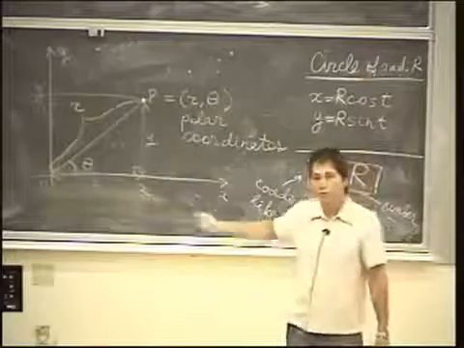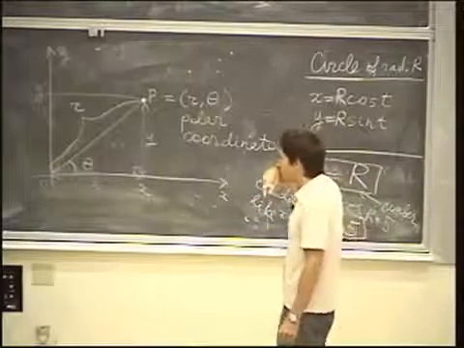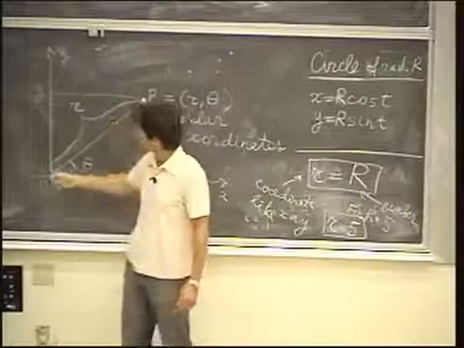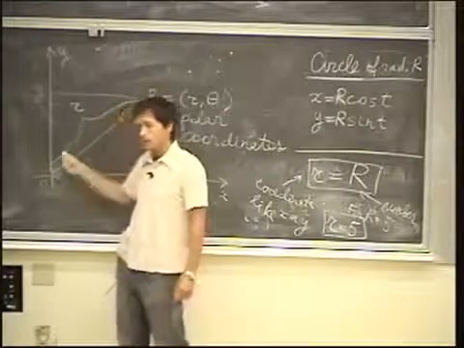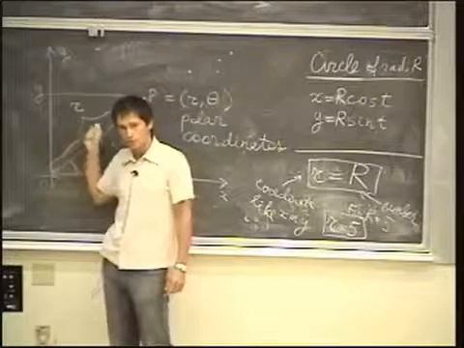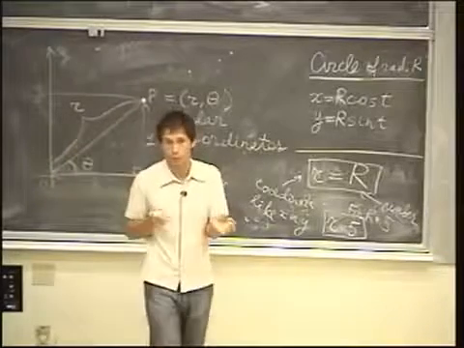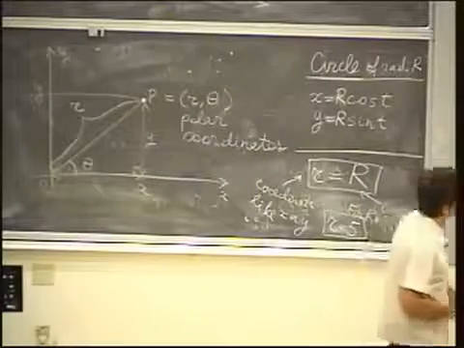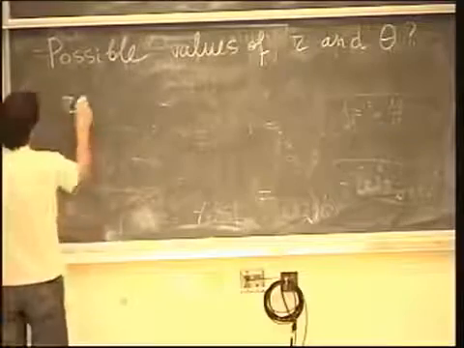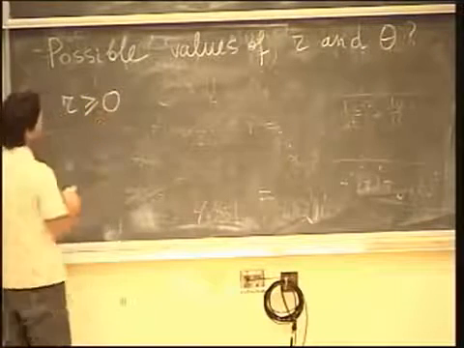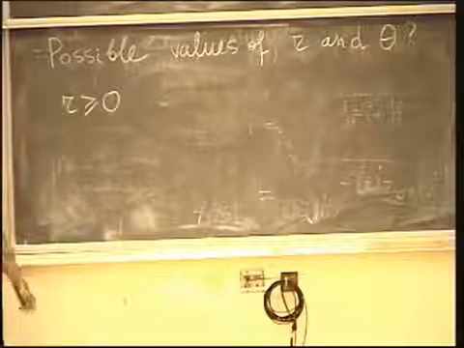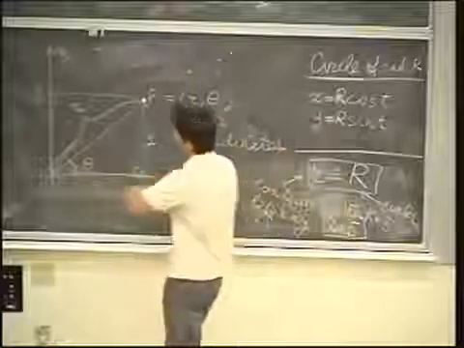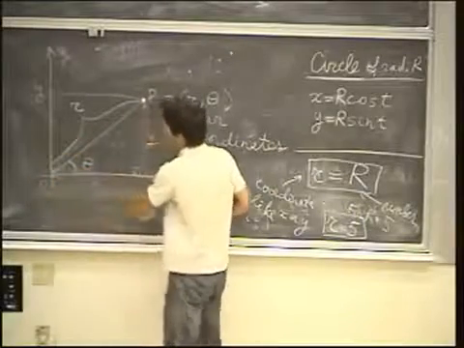Not so for the polar coordinates, right? For one thing, r was defined as a distance from the origin. And the distance is a positive number. Or more precisely, it's a non-negative number. It could be 0 or positive. So r, in this definition, is greater than or equal to 0. Okay? What about theta? Theta is the angle. And we know that the angle goes from 0 to 2 pi.